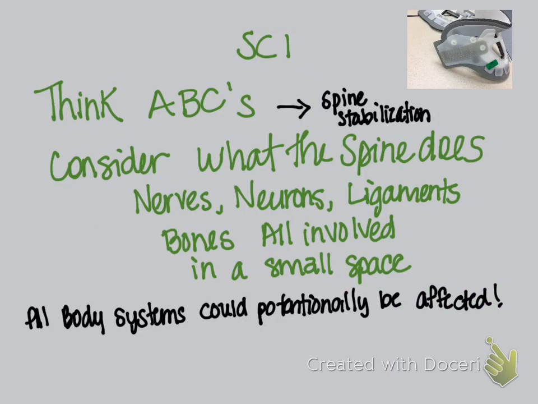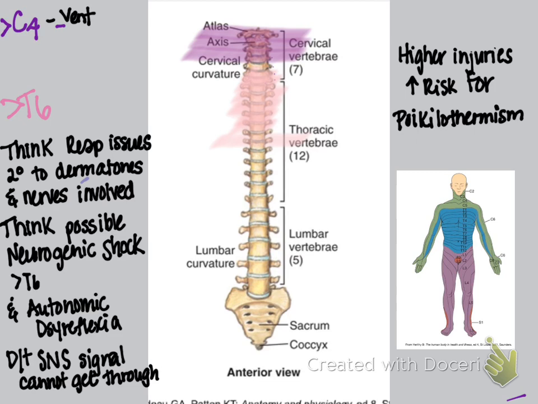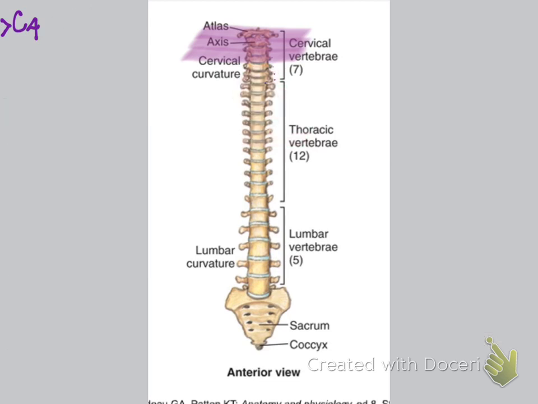So you want to think ABCs, you want to think spine stabilization, consider what the spine does. There's nerves, neurons, ligaments, bones, all involved in this small space. Edema and swelling can definitely affect the spine. And all body systems could potentially be affected. Keep that in mind as well. You want to consider if it's greater than C4, they definitely might not be able to breathe, so they might be on a vent.